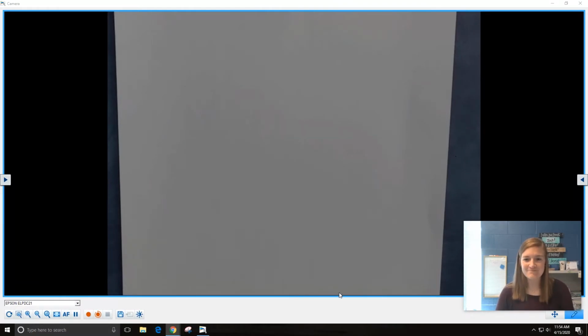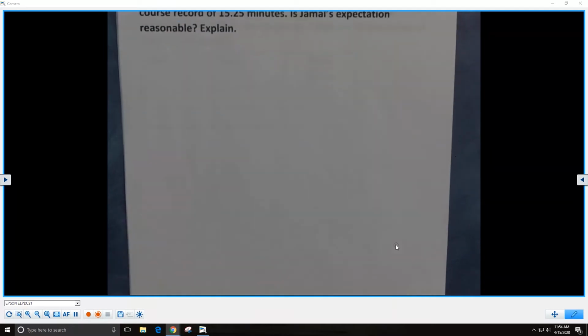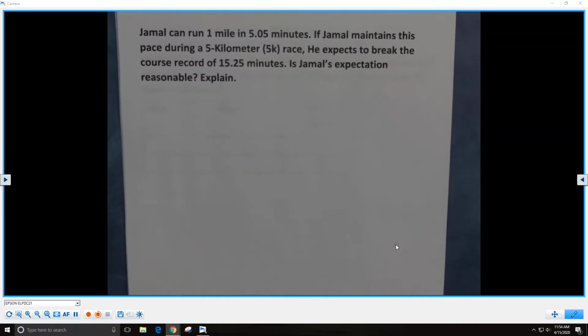Okay, let's begin. Have you ever run a race before? It can be quite tiring and fun at the same time. Well, Jamal is about to run a very big race and needs our help. Jamal can run 1 mile in 5.5 minutes. If Jamal maintains this pace during a 5-kilometer or 5K race, he expects to break the course record of 15.25 minutes. Is Jamal's expectation reasonable?